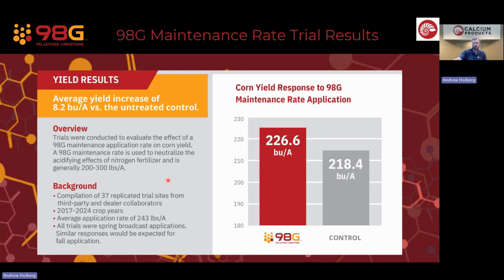And again, this is a great way to get growers convinced to try out 98G and to put it out in a time when they are reluctant to spend $50, $60, $70 an acre on liming applications or more. So this is great data to share with them, and it'll give them some confidence that 98G can help in these tight economic times.